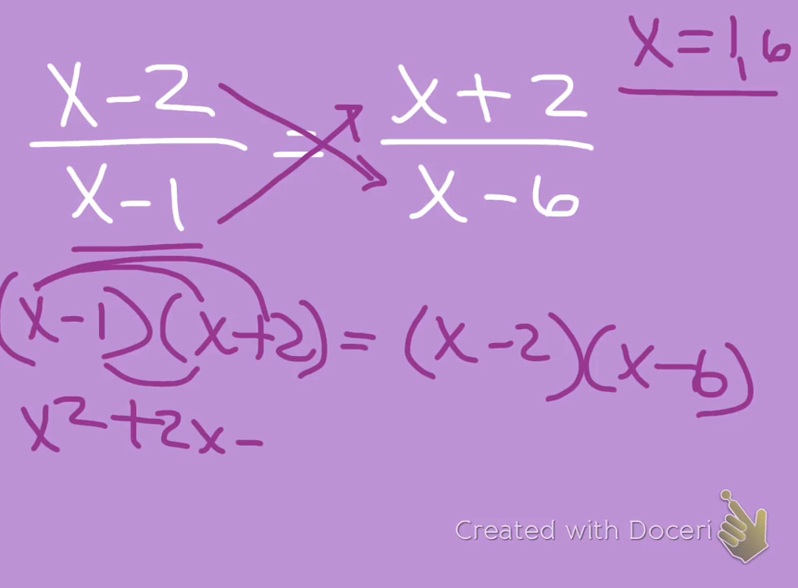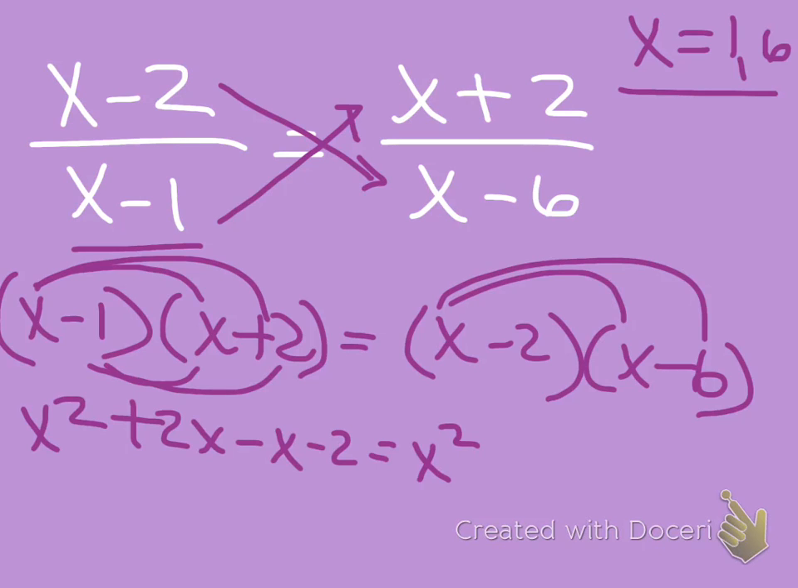Negative, minus, or we can just do minus x. And negative 2. Minus 2. So the same thing here. Okay, so x squared minus 6x minus 2x minus 12. Good. We're going to run out of room, but that's okay.